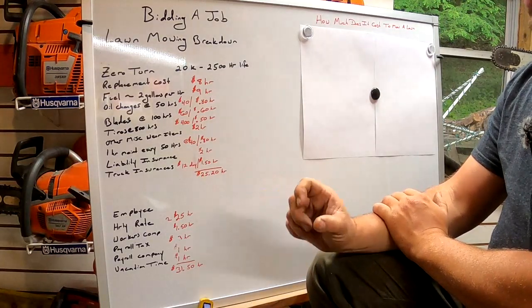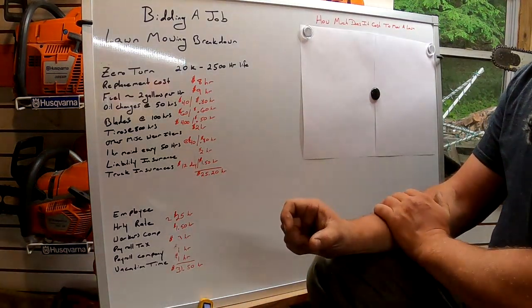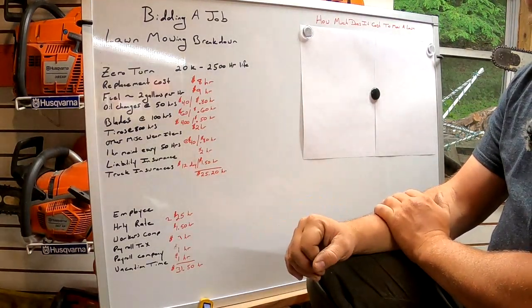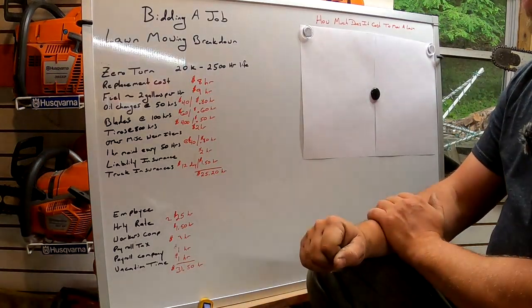The employee hourly rate is $25 an hour. Around here, you are not going to find anyone unless you're paying 20 or more. So I use 25 an hour kind of as a round number. It made things a little bit easier math-wise.